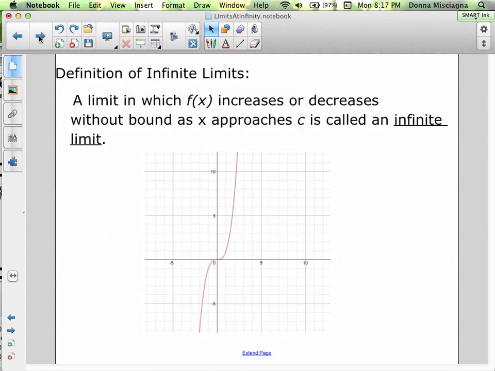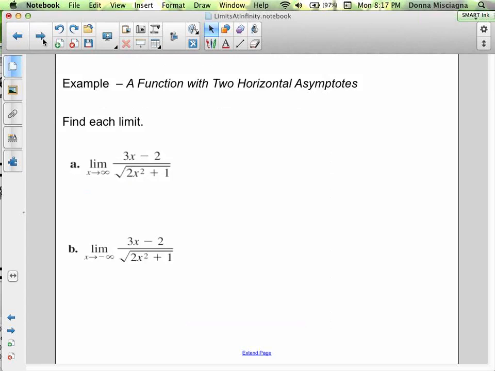So the definition of an infinite limit: a limit in which f of x increases or decreases without bound as x approaches c is called an infinite limit. Here we have an example: y equals x cubed. From both the right-hand side and the left-hand side, we're going to have an infinite limit. And here we have an example of a function with two horizontal asymptotes.